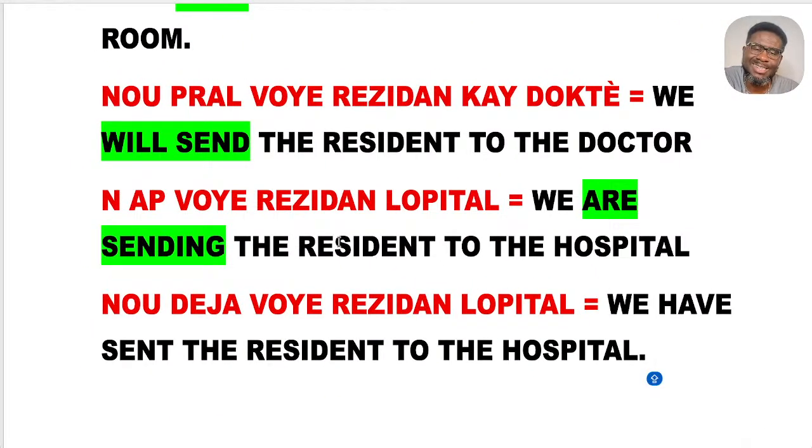We are sending the resident to the hospital. We have sent the resident to the hospital. Okay, so in that sentence, we have sent the resident to the hospital, which means the resident is still at the hospital. Still at the hospital. All right, so it has a connection with the present.